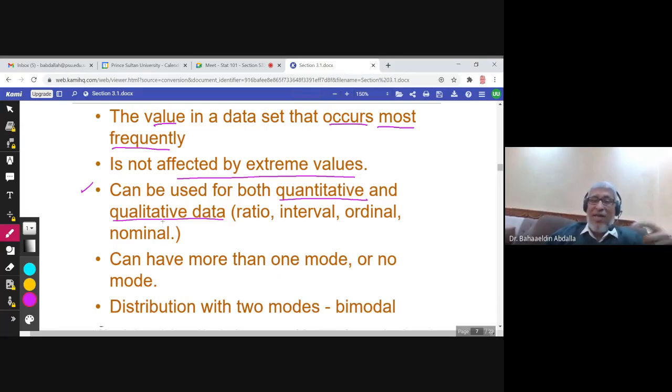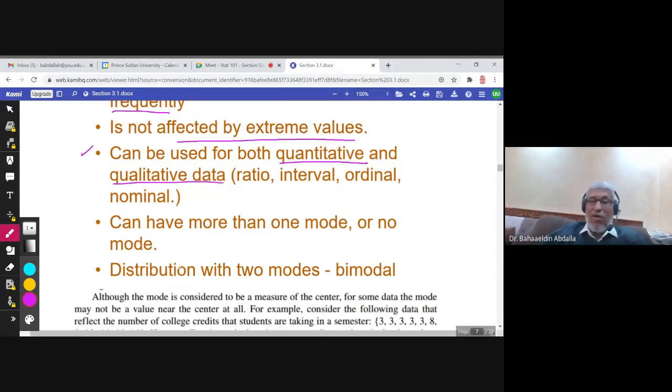But you cannot find the mean of colors. How can you find the mean? You can't. Of colors. Or the median of colors. You can't. But you can find the mode. Okay? The mode is very special here. You can find the mode of qualitative data.